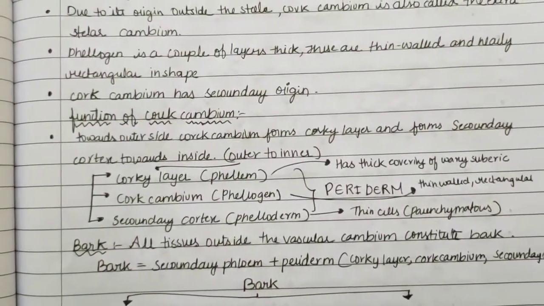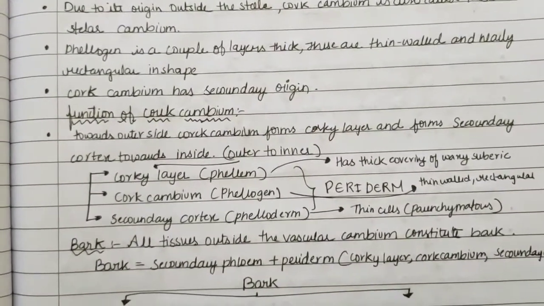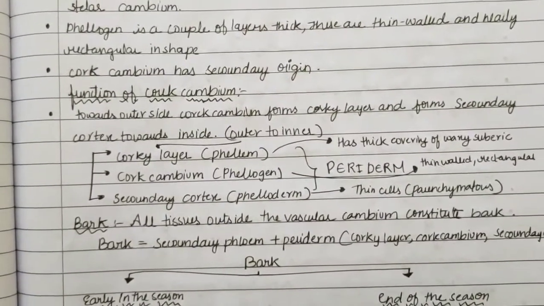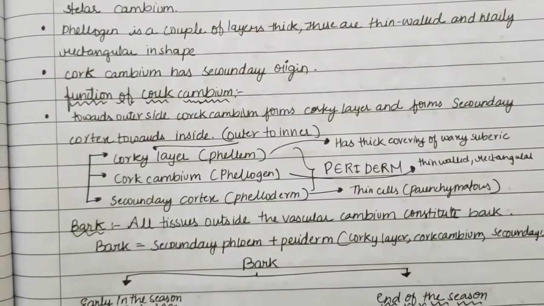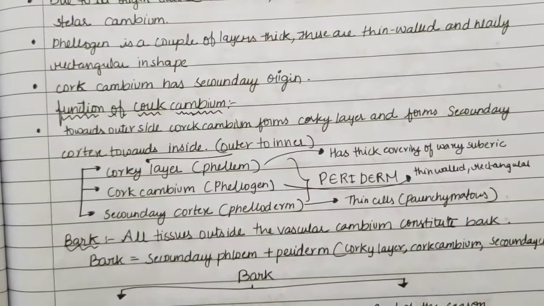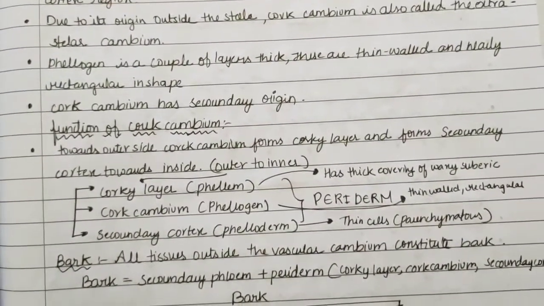Phellogen is a couple of layers thick. These cells are thin walled and nearly rectangular in shape. The cork cambium has secondary origin. Function of cork cambium: towards the outside, cork cambium forms a corky layer, and towards the inside it forms secondary cortex. Here we have three types of cells, from outer to inner, which are found in cork cambium activity.